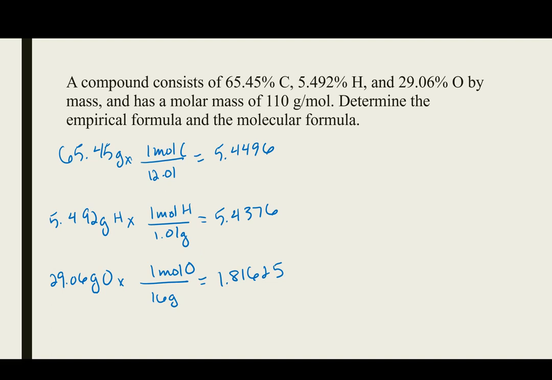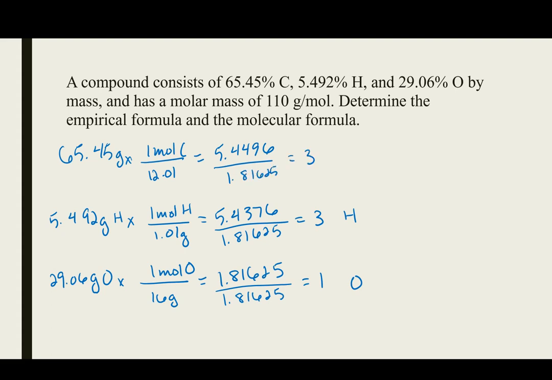To get my ratio of the elements in my formula, I'm going to divide everything by my smallest mole amount. So that would be 1 oxygen. This comes out very, very close to 3 hydrogens. And then this comes out to very close to 3 carbons. So my empirical formula, the first thing that it's asking for, is C3H3O.